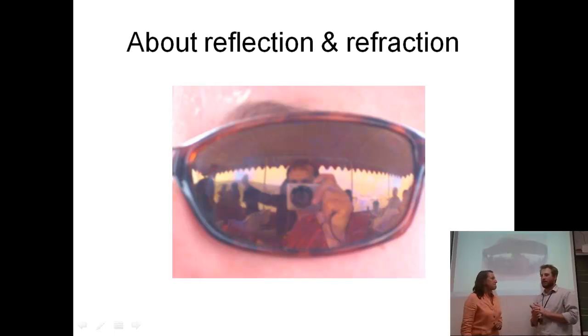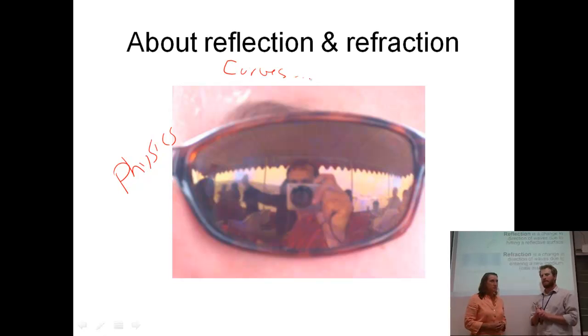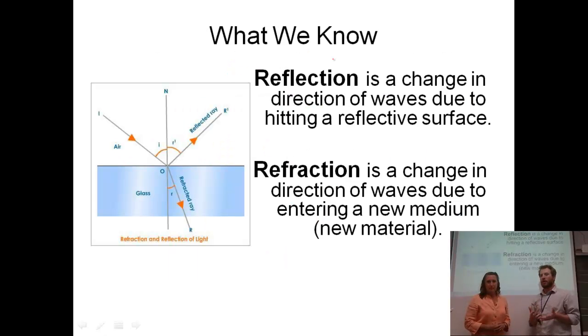So we're going to be talking about reflection, refraction, a little bit of physics. We're going to try to understand the curves and the changes in direction of those seismic waves as they move through Earth. Something we already know, reflection, a term you are all familiar with, is a change in direction of waves due to hitting a reflective surface. Like looking at a mirror, light bouncing off of a mirror, bouncing back to your eyes.